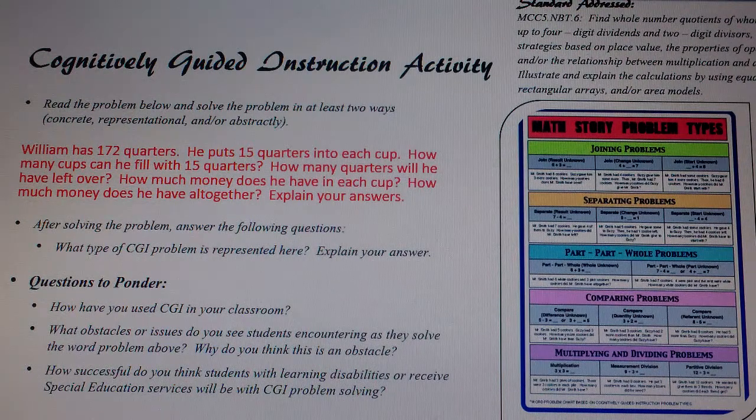Now, here is where I will implement an activity related to division, and I'm focusing on the 5th grade standard NBT 6, where we will find whole number quotients of whole numbers up to 4-digit dividends and 2-digit divisors using strategies based on place value, the properties of operations, and/or the relationship between multiplication and division. Students will be able to illustrate and explain the calculation by using equations, rectangular arrays, and/or the area model.